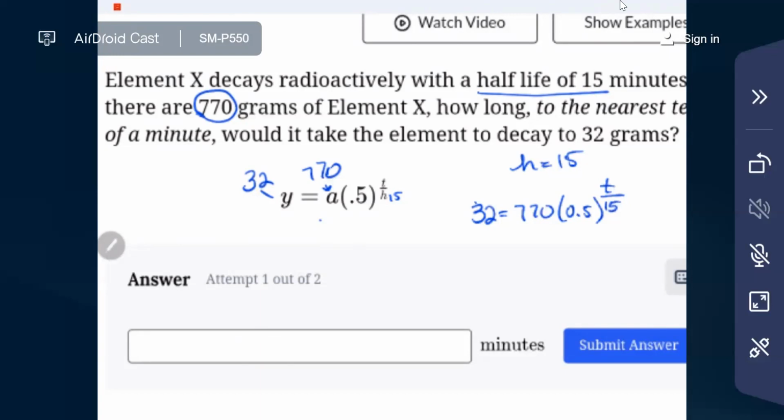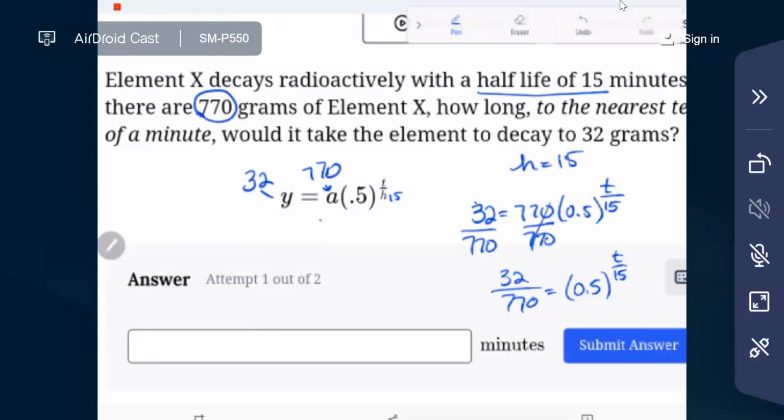15. All right. Now, again, the first thing I have to do is divide both sides by 770 so that this is by itself. And we have 32 over 770 equals 0.5 to the t over 15. It's easy to get lost on these, but notice I'm following exactly the same steps I did on the other ones.